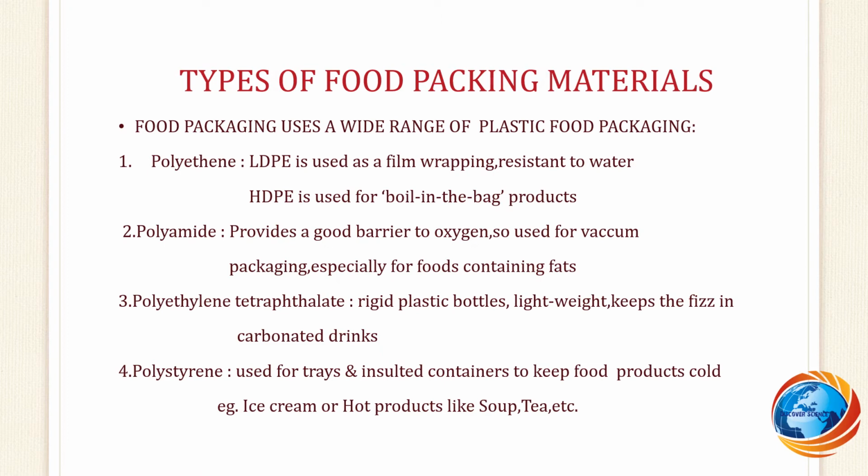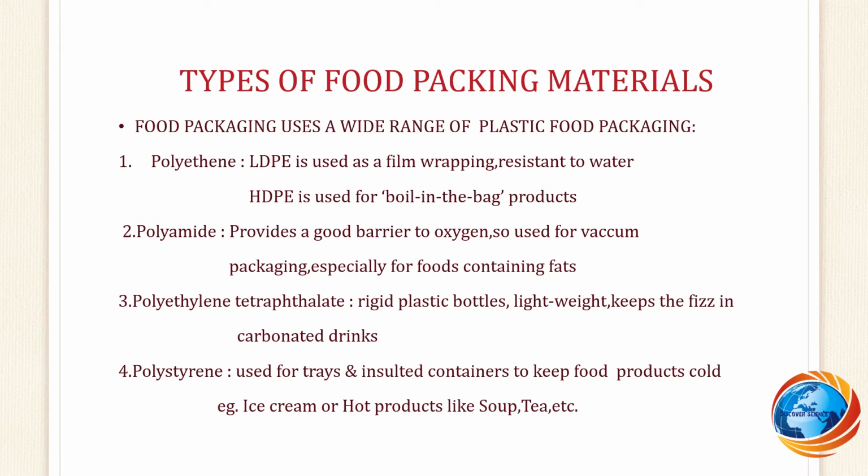Types of food packing materials. Food packaging uses a wide range of plastics. Polyethylene, LDPE, is used as a film wrapping resistant to water. HDPE is used for boil-in-the-bag products. Polyamide provides a good barrier to oxygen, so it is used for vacuum packaging, especially for foods containing fats.